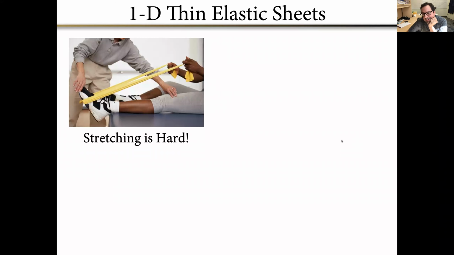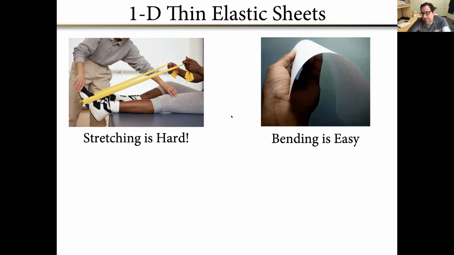So the basic principle of thin elastic sheets is stretching is really hard. So this is an example of this person pulling on a rubber sheet. You have to put some real force into it. And you can see this with paper. If you try to really stretch paper, it's very hard.